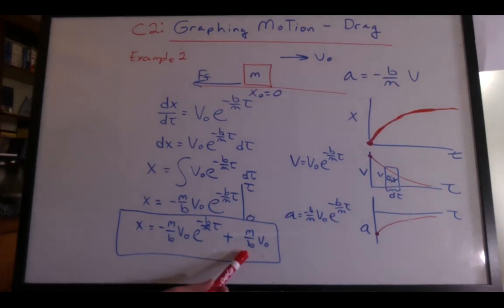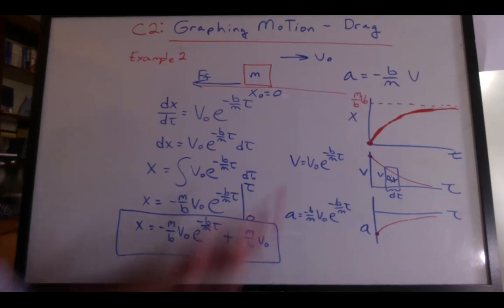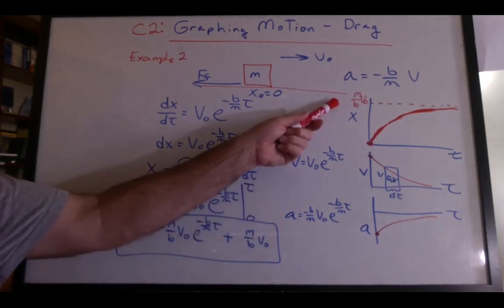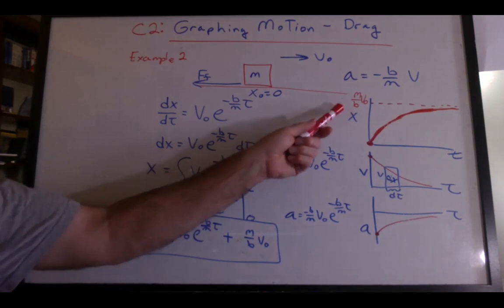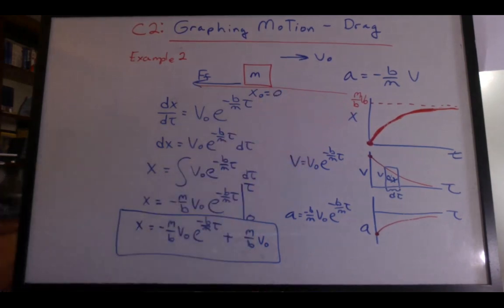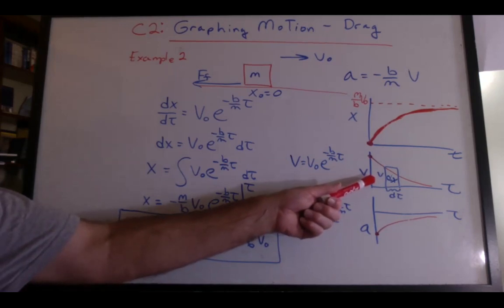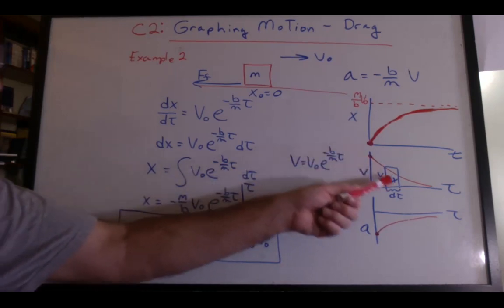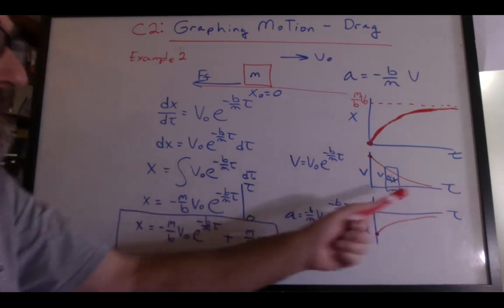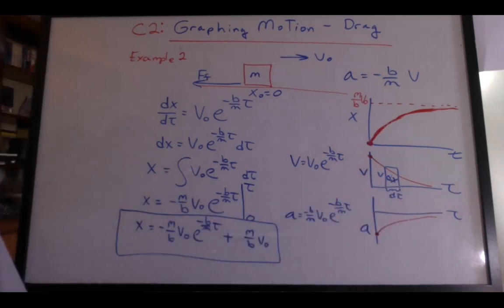Where is this term on the graph? It's the maximum position. We're getting closer and closer to it, but we never quite get there. What does this mean for the area under this graph? This graph goes on forever and ever, but the area is finite.